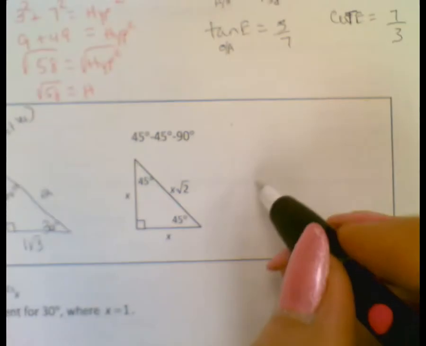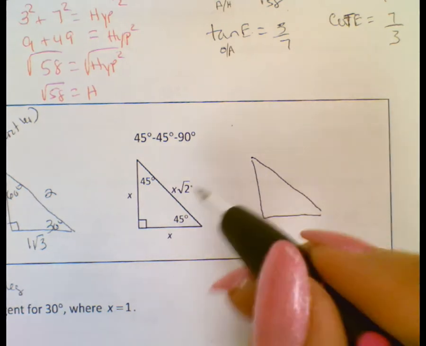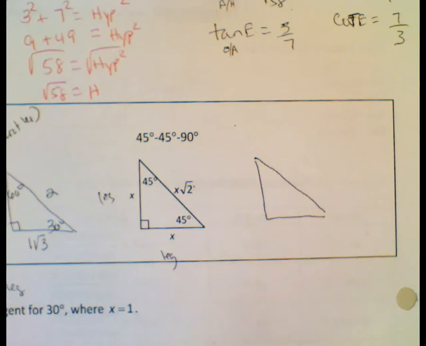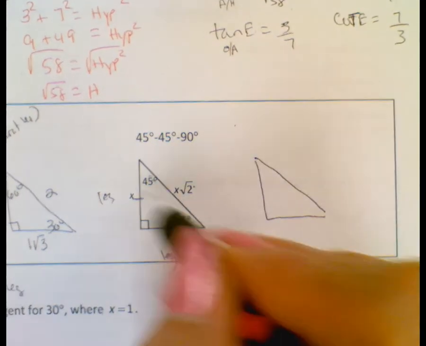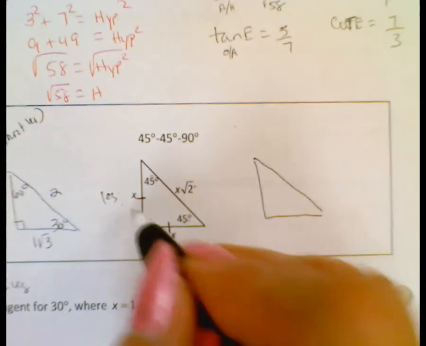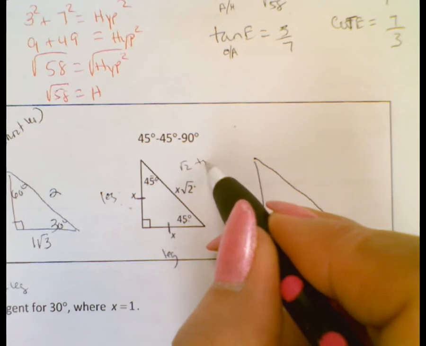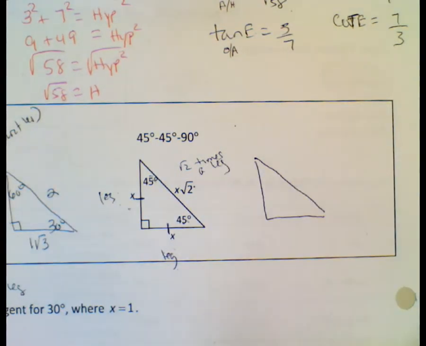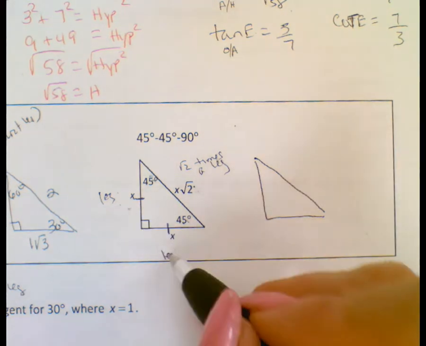So what about a 45, 45, 90? So these are x, x, x radical 2. This is a leg, and this is a leg. They're not short and long. They're the same because this is isosceles. So if you have two 45-degree angles, their legs are the same thing. The hypotenuse is radical 2 times a leg, either leg. The hypotenuse is the biggest side. That's why you're multiplying by these.